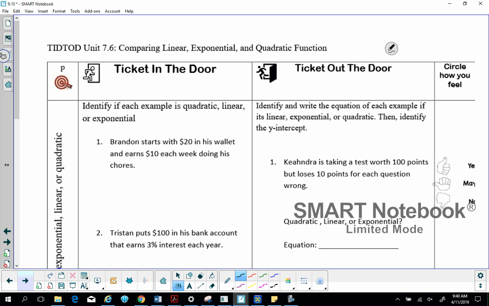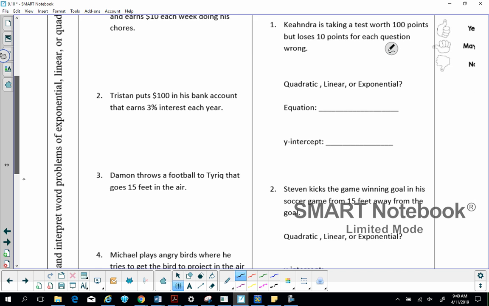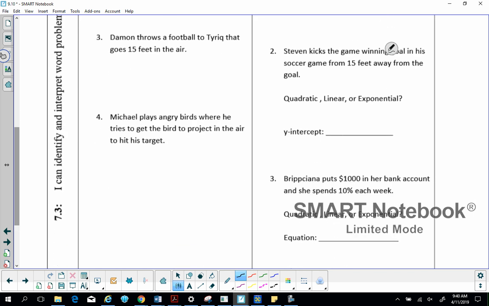So these are the examples, like this one says, Keandra's taking a test worth 100 points, but loses 10 points for each question wrong. And I want you to tell me what type of function, what's the equation, and what's the y-intercept. This one says, Stephen kicks the game-winning goal in a soccer game from 15 feet away from the goal. What type of function is it, and what's the y-intercept? Last one, Brixiana puts $1,000 in her bank account and spends 10% each week. Sound good? Cool.